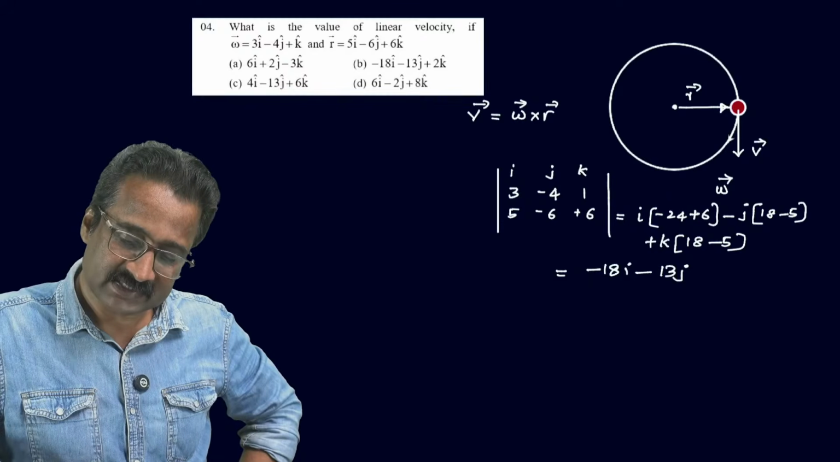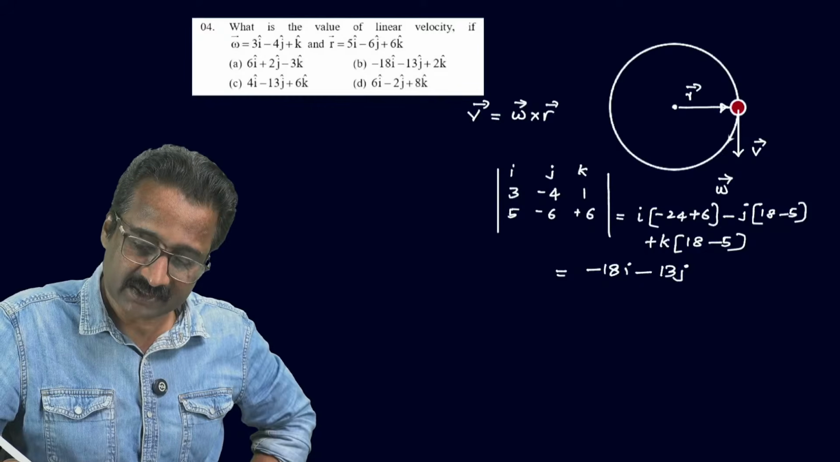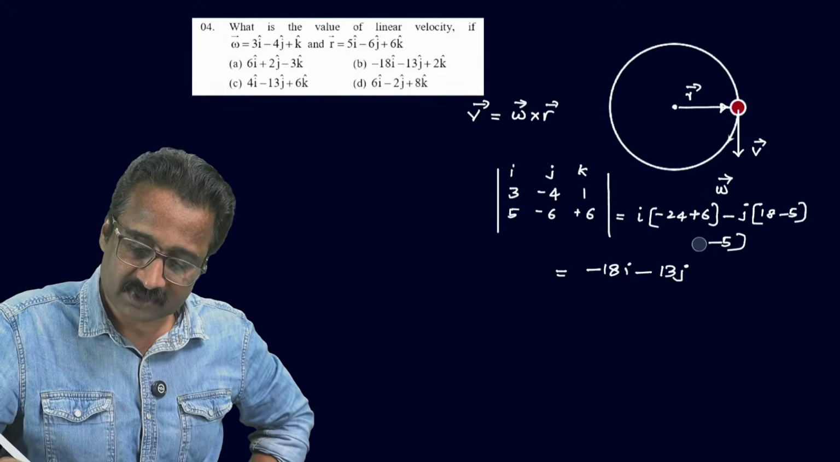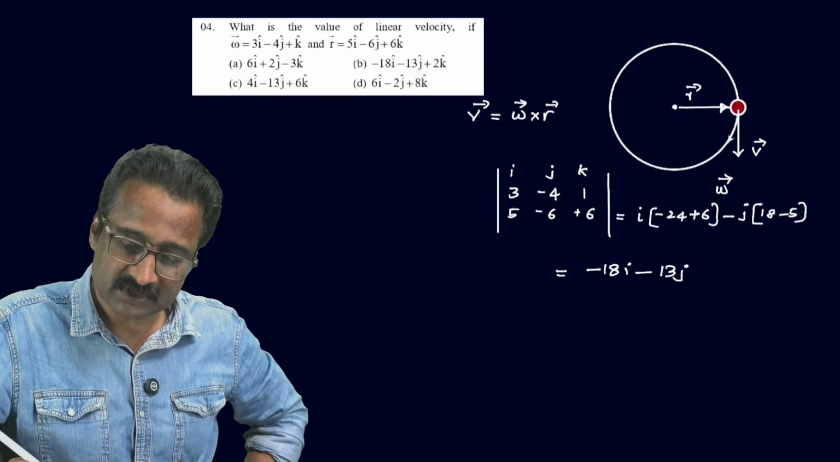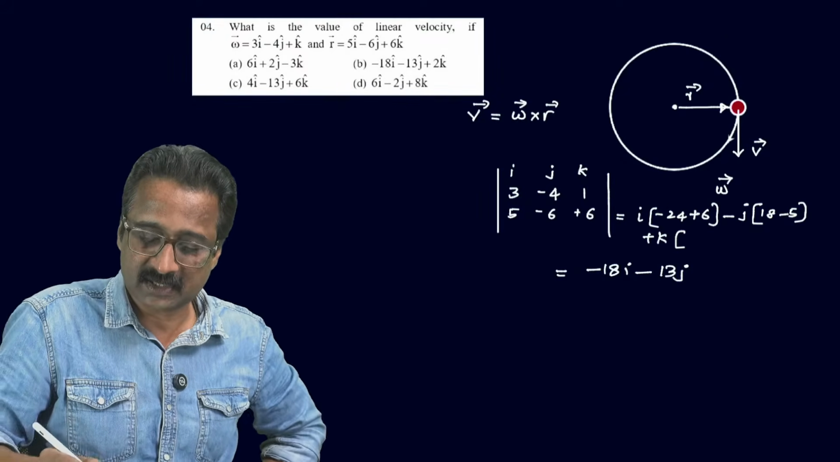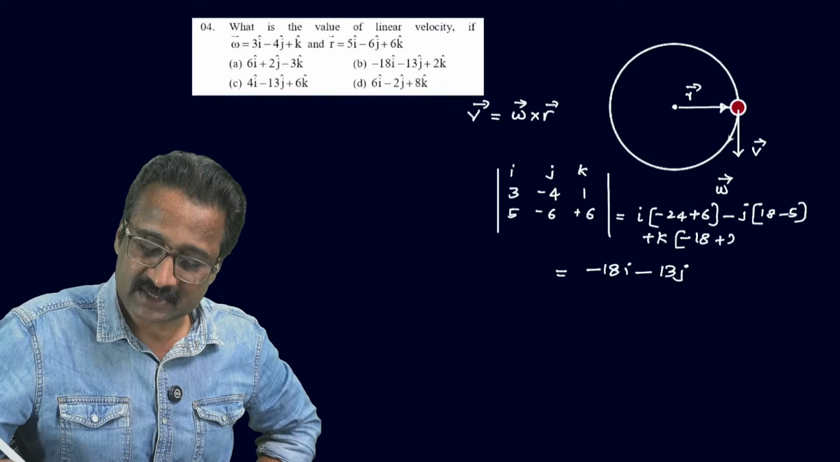Minus of 18 i, j, k. No, sorry, I made a mistake. It is minus of 18. Okay, this was wrong, let me correct this part. There was a mistake, my apologies for that. Plus k, that into, let me repeat that. Plus k into minus of 18 plus 20, exactly.